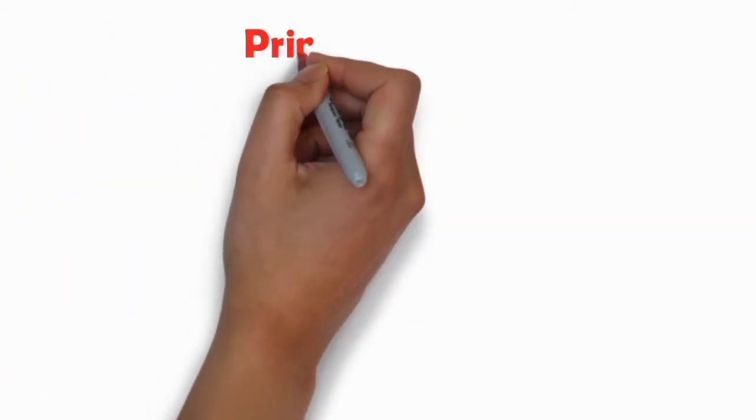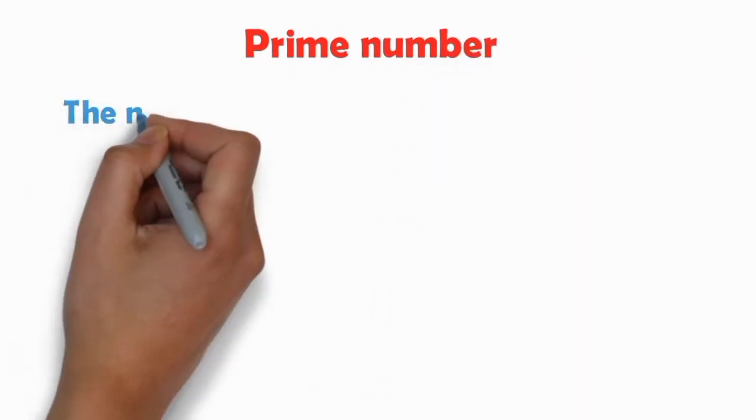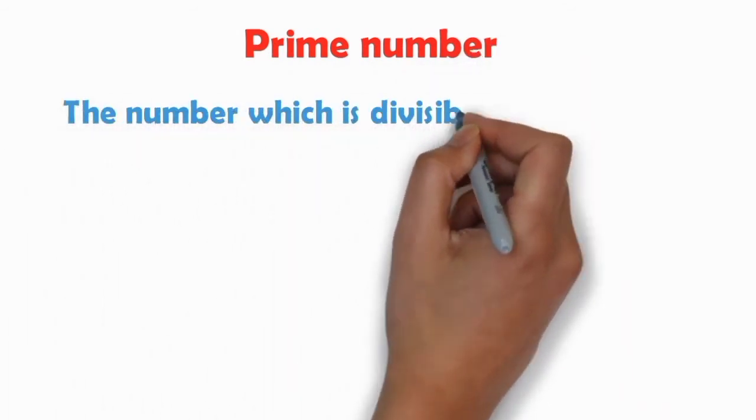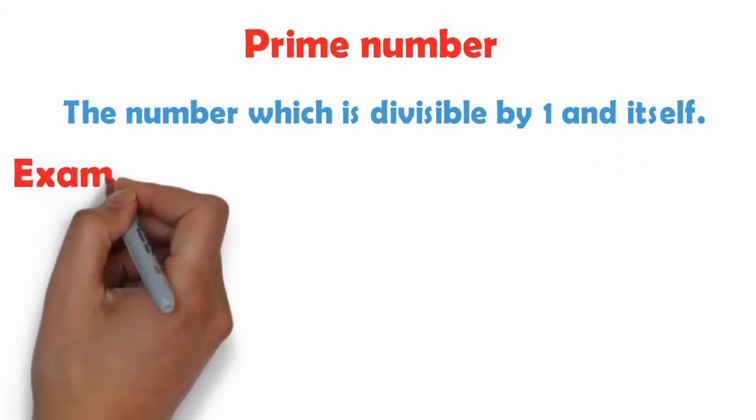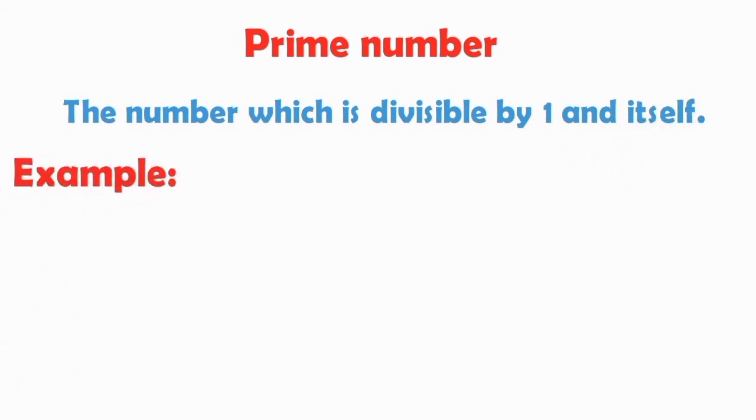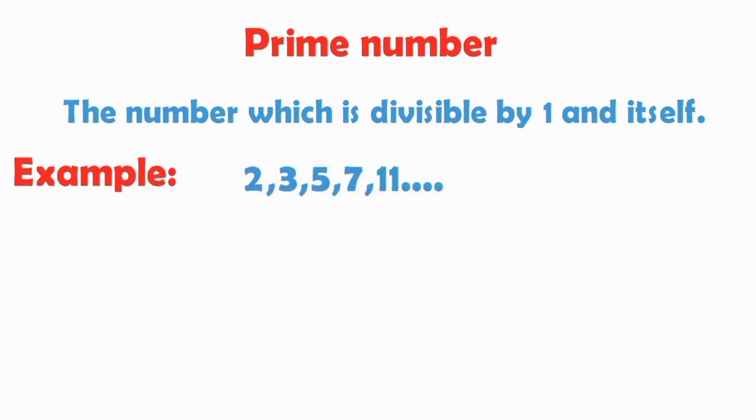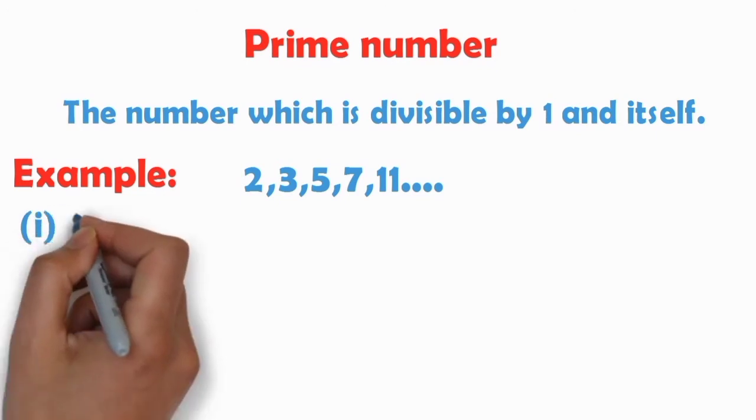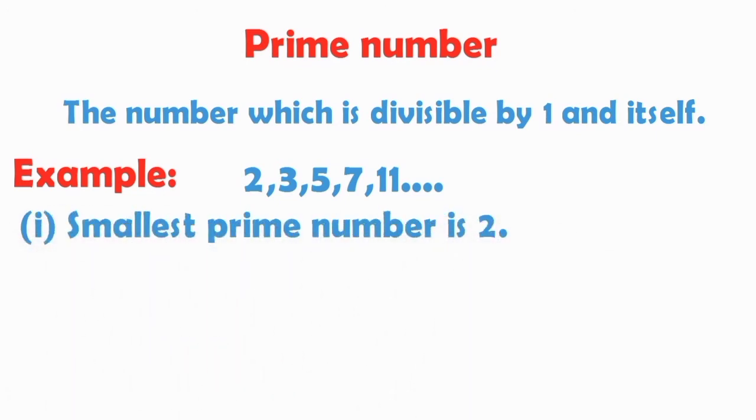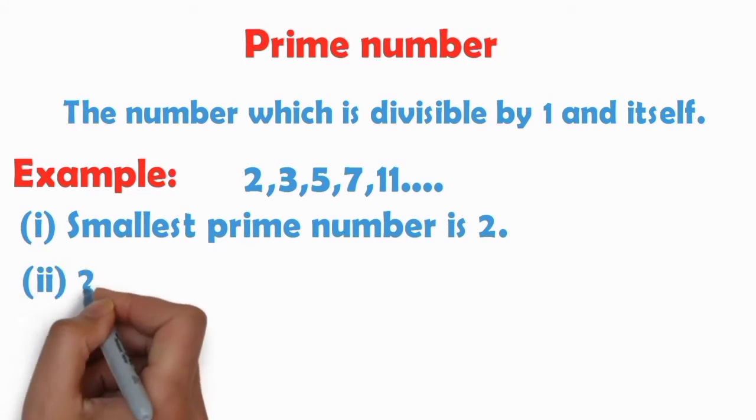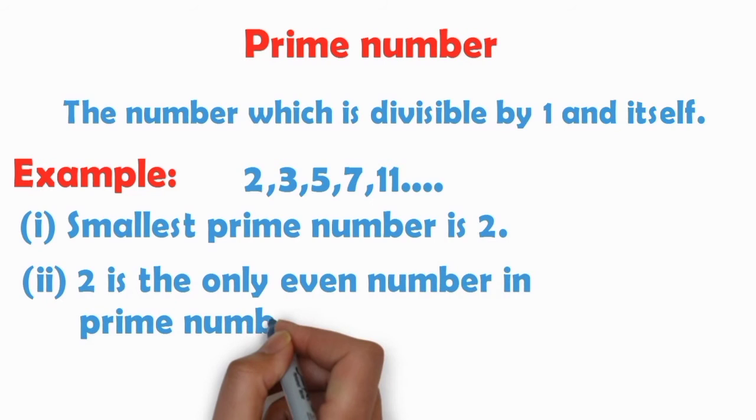In the next definition, prime number. A number which is divisible only by 1 and itself is called a prime number. So prime numbers are 2, 3, 5, 7, 11 and so on. Here you can see 2 is the smallest prime number, and if you check, 2 is the only even number among the primes.